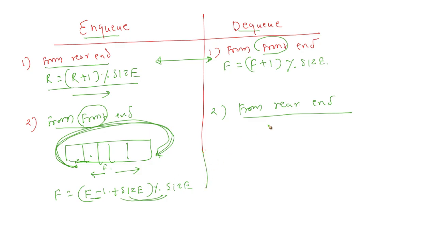Then similarly, if you want to perform dequeue from the rear end, if our rear is here, you remove the element from here and decrement r in this direction. So r is equal to r minus 1 plus size mod size. So these two formulae are for abnormal operations. Abnormal means deleting from the rear and enqueuing from the front. That's how you can perform enqueue and dequeue operations on the doubly ended queue.